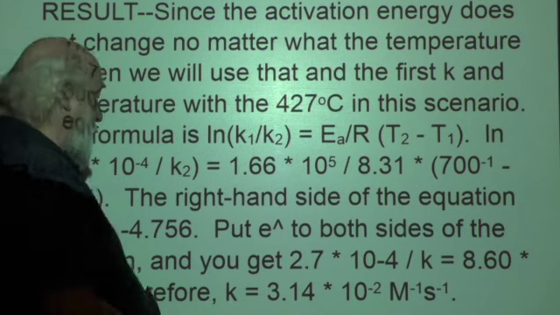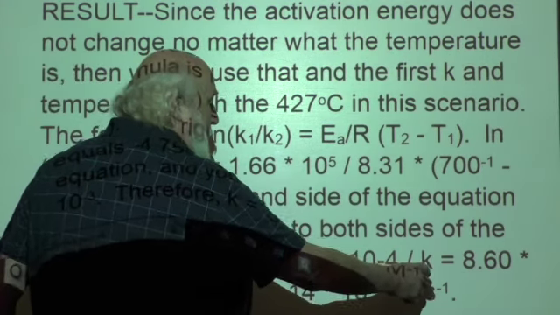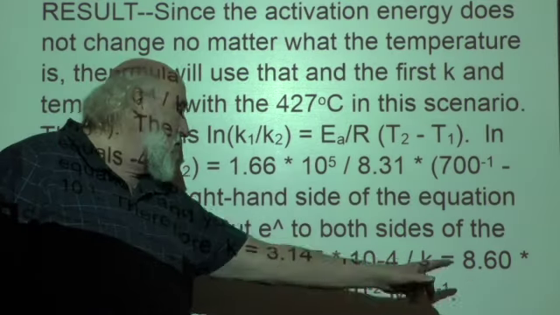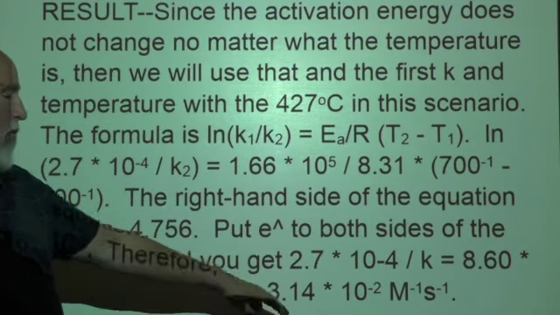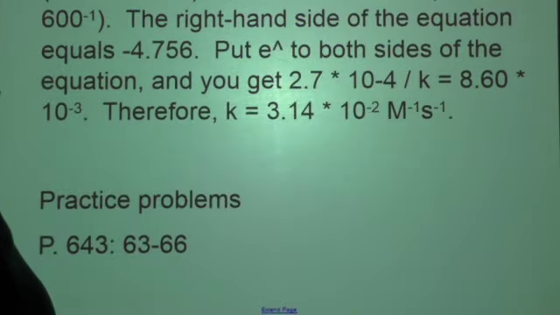So in mathematics, when you have a formula with a variable in the denominator, you simply switch these two around. So 8.60 times 10 to the negative third goes on the bottom, K comes out here, and you end up with 3.14 times 10 to the negative 2, and the label is M negative 1 s negative 1. So that's how you do those problems.